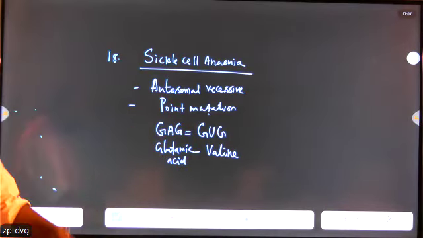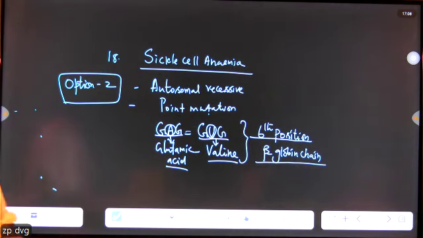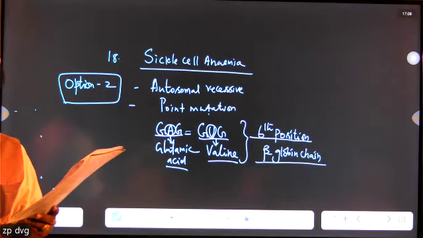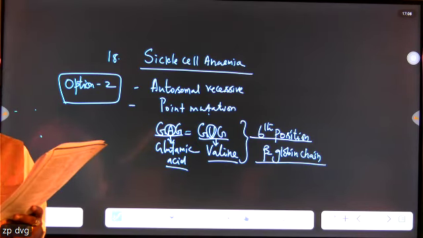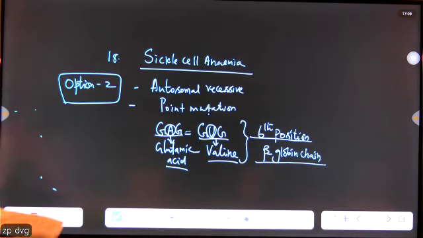So sickle cell anemia is due to a point mutation. GAG becomes GUG, only one base is changed. So instead of coding for glutamic acid, it codes for valine. In which position? 6th position. Of which chain? Beta globin chain of hemoglobin. So the correct option for question number 18 is option 2. Option 2 says glutamic acid at the 6th position of the beta globin chain is replaced by valine. Simple, direct question. We'll go to the next one.